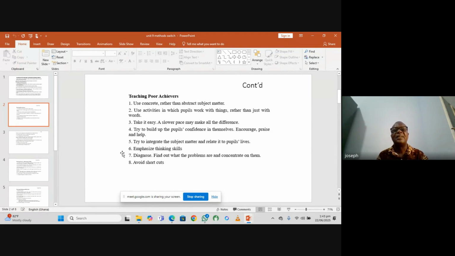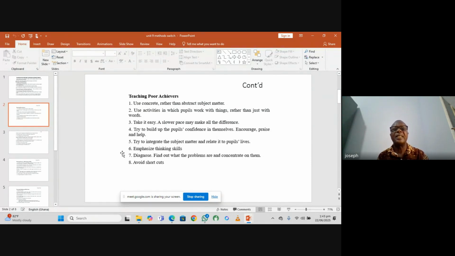Don't rush when you are teaching the poor achievers, and don't give them too much information one at a time. By so doing, they'll be picking up slowly. Try to build up the pupils' confidence in themselves. Encourage, praise, and help them whenever they do something small and it is good. Encourage them, give them a shine. By so doing, you are building their confidence level and they'll be able to come out with questions. And when you ask questions too, they will try to respond to you.